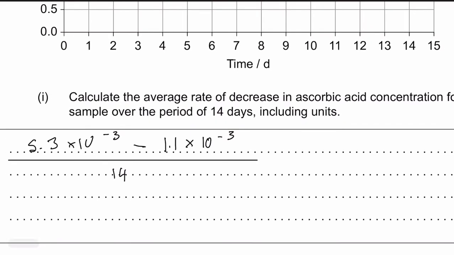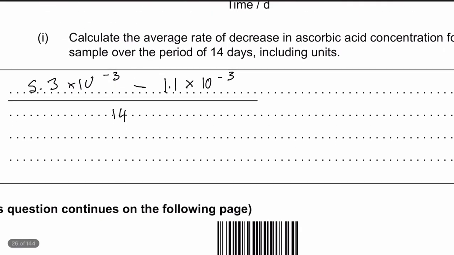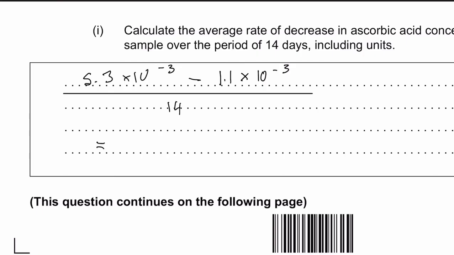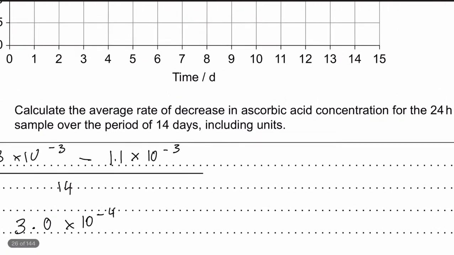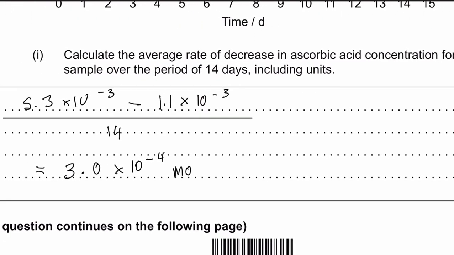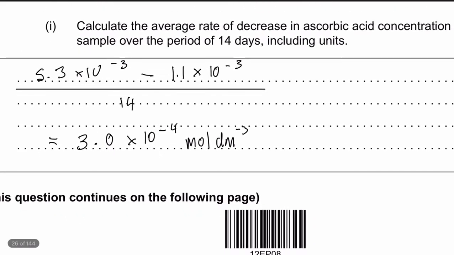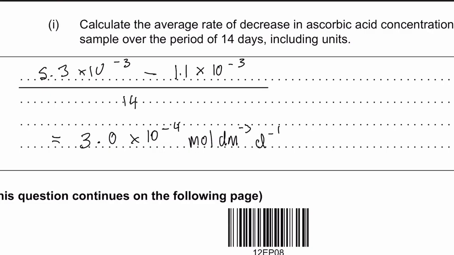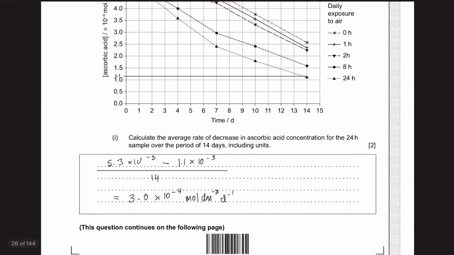If we add that to our calculator, we get 3.0 times 10 to the minus 4. Including units, this is a rate of decrease, so the units are mole per decimeter cubed, and also per day, because we did it based on days. Pretty simple. Yeah, let's move on.